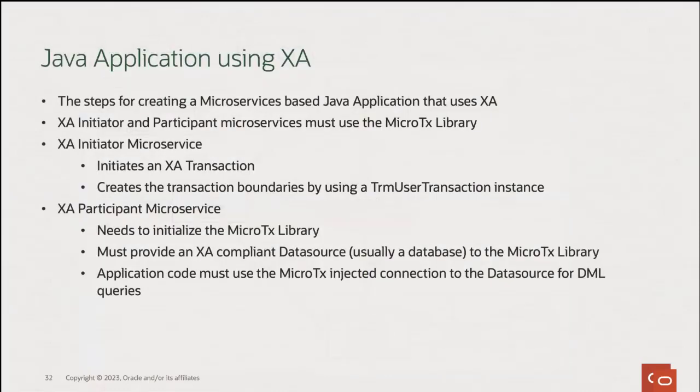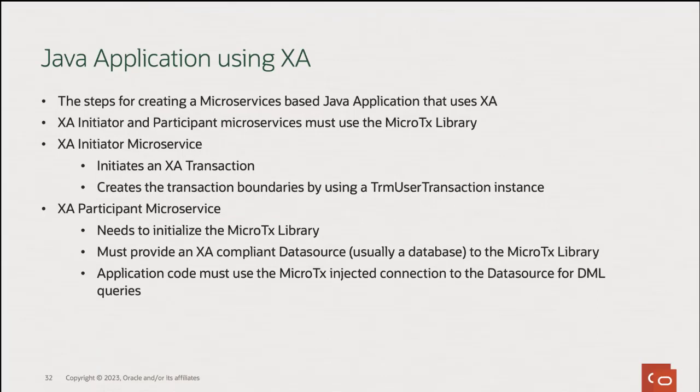Now, these are some of the steps for creating a Java application that uses XA. In the case of XA, there are two types of participants, an initiator and a participant microservice. And both the XA initiator and the participant microservices must use the MicroTx library. The XA initiator microservice is the one that creates or initiates an XA transaction, and it also creates the transaction boundaries by using the TrmUserTransaction instance, which is part of the MicroTx library.